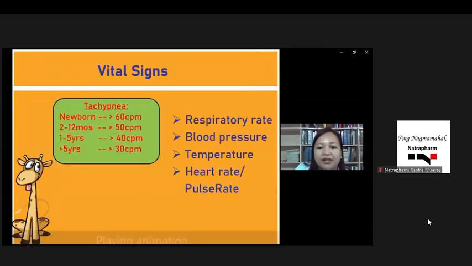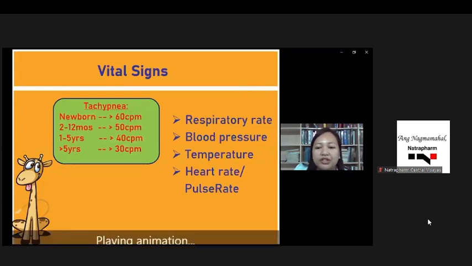So the vital signs include the respiratory rate, which is determined by counting while observing the movement of the chest for a complete 1 minute. Based on the WHO, the following values serve as a cutoff for tachypnea at the respective ages. These values are commonly used in the clinical setting.